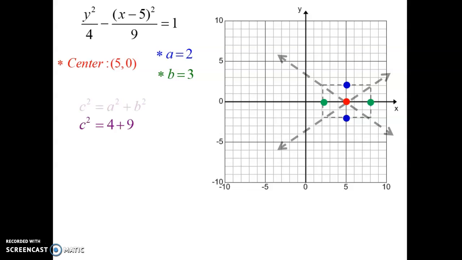Your focal distance is going to be about 3.6. Since it's going up and down, you have 3.6 from the center, up and down, and draw your graphs through the blue dots. All right, so hopefully you did those correctly.